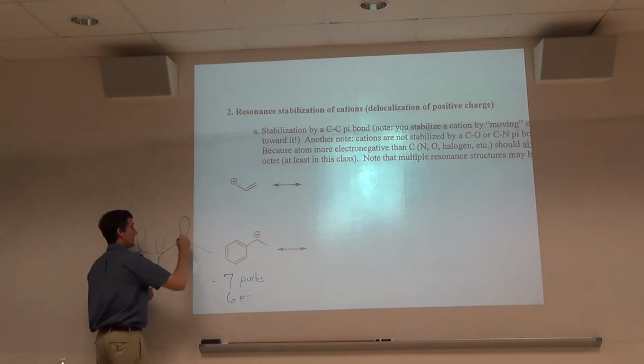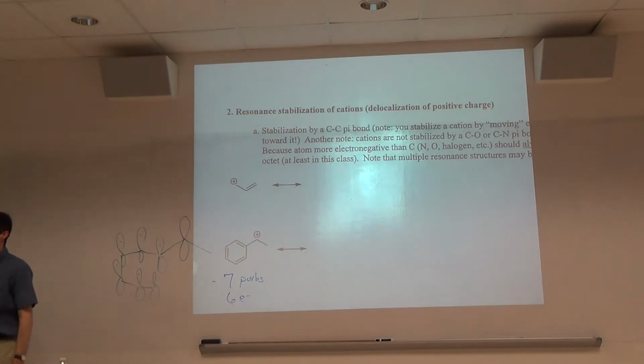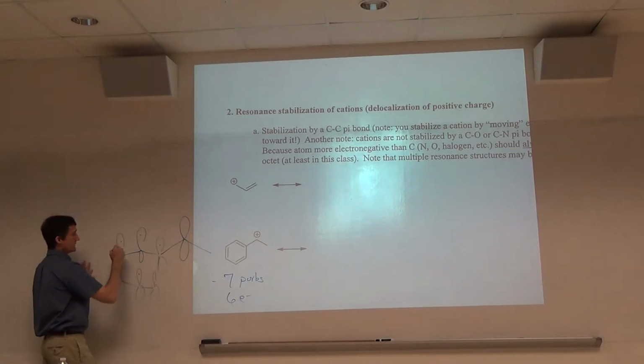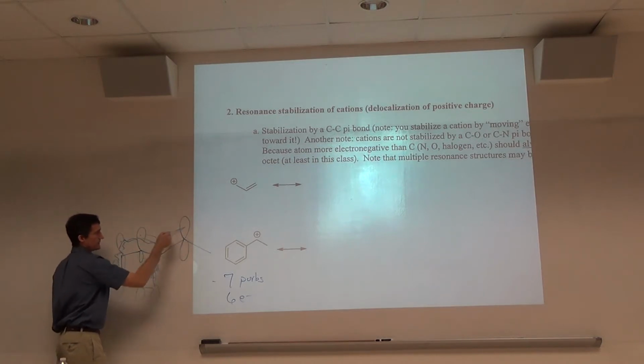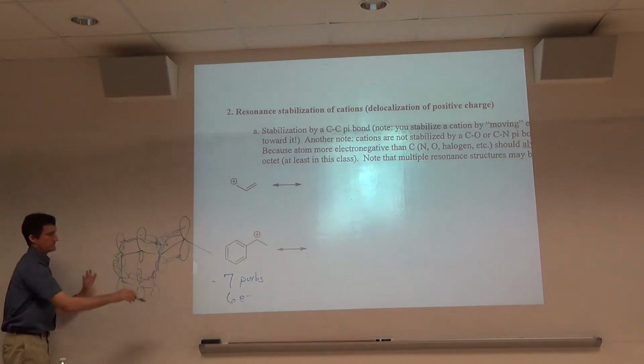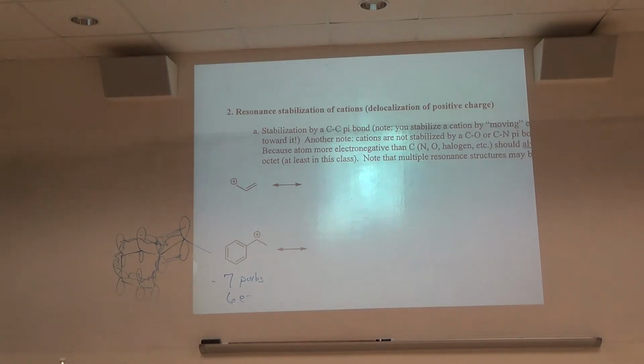sp2 with a p orbital. What's in the p orbital? It's empty, but it's still there. But see, all these are overlapping. These 6 are overlapping. That makes it aromatic, but it's also overlapping with that. There's your 7 p orbitals all overlapping.